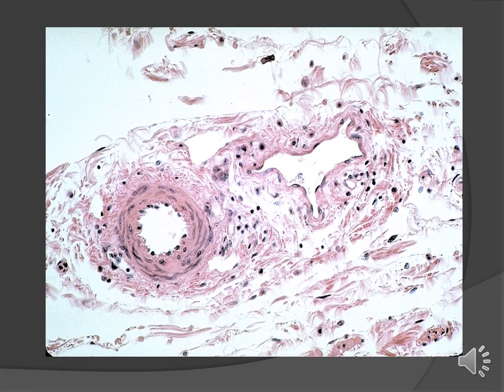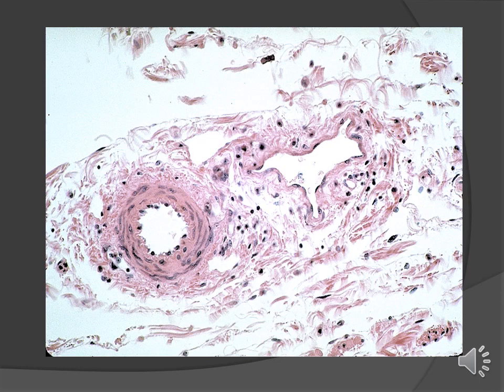This is a microscopic slide stained with hematoxylin and eosin. We can see artery left and vein right. And please look at the lumen of artery, small but open and regular, lumen of vein irregular but larger.